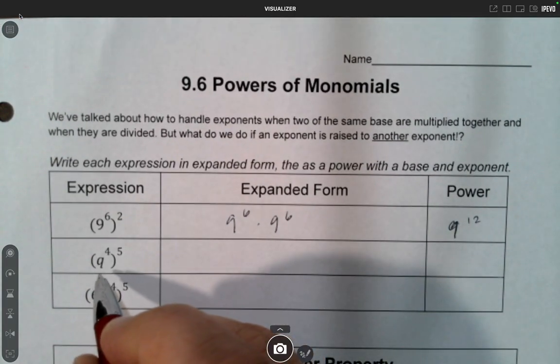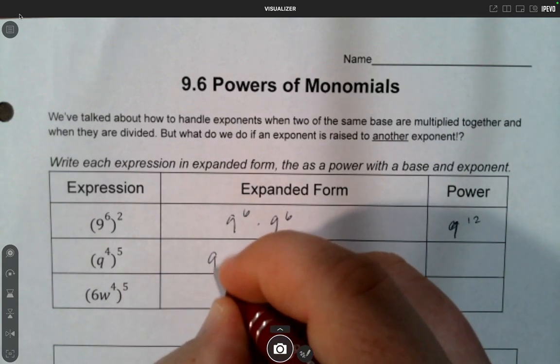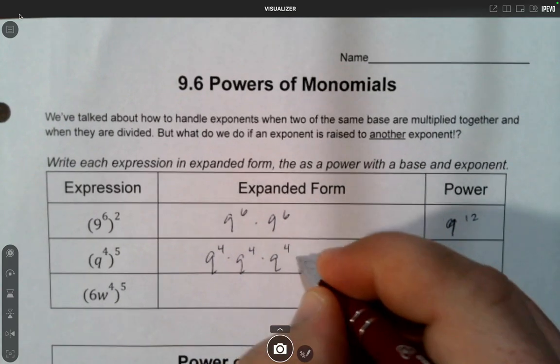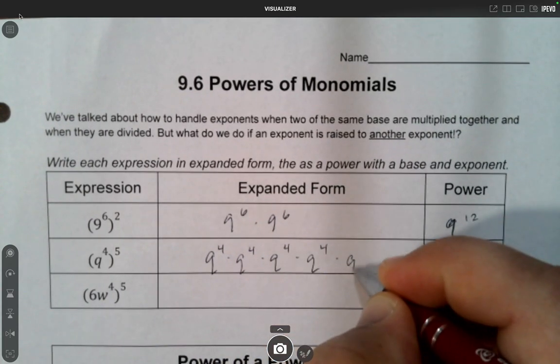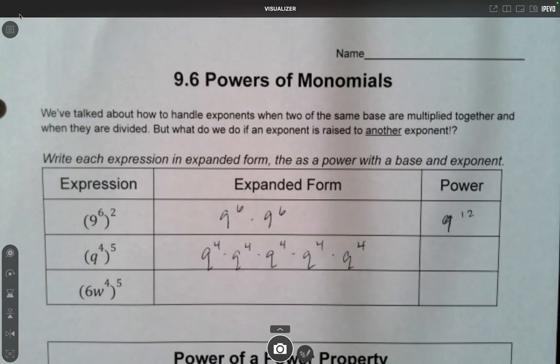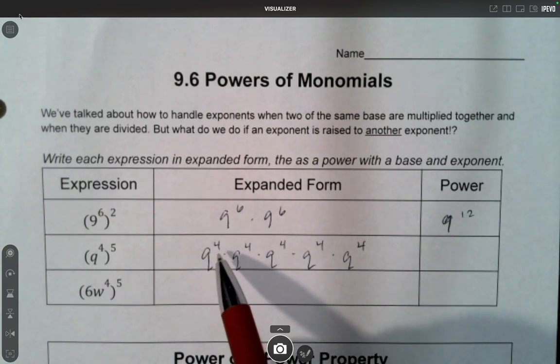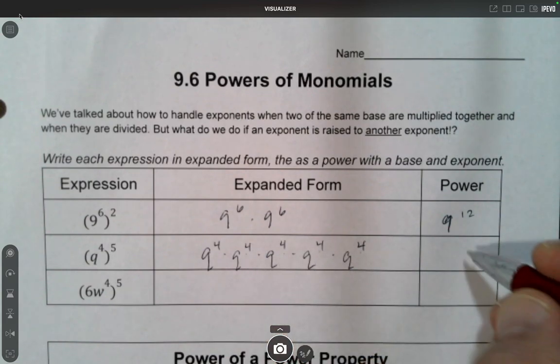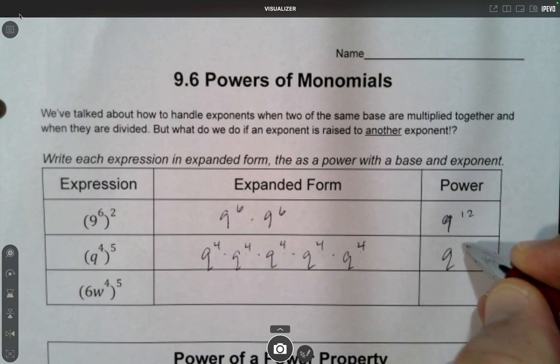This one we have q to the 4th raised to the 5th power. So we have q to the 4th times q to the 4th times q to the 4th times q to the 4th times q to the 4th. So here we can still use the multiplication rule, where when we multiply the same base with exponents, we add the exponents together. We just have to add 5 of them together. So 4 plus 4 plus 4 plus 4 plus 4 is 20. So we have q to the 20th.